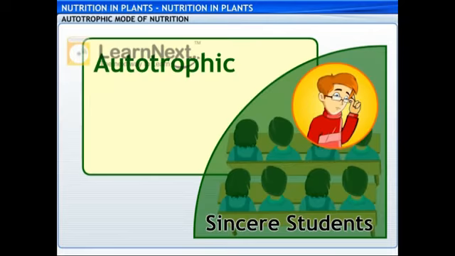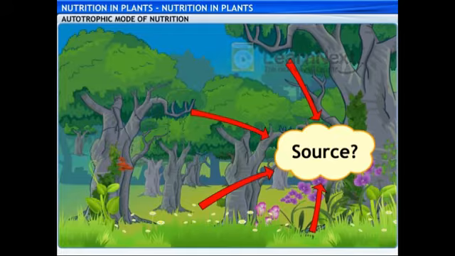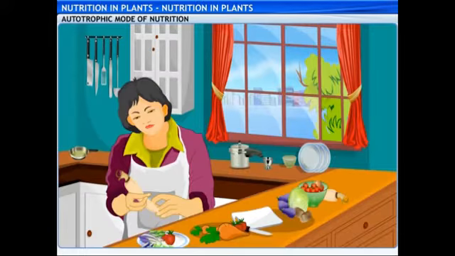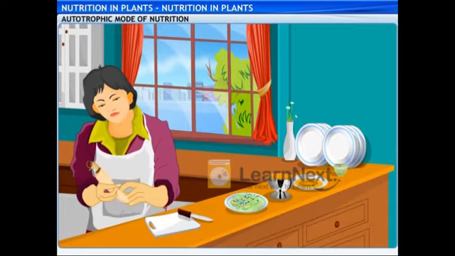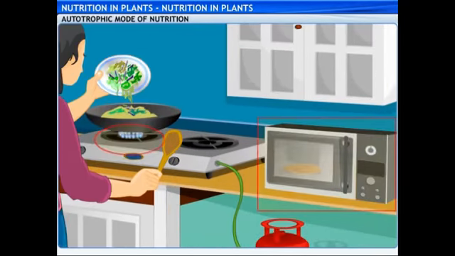The first mode we refer to consisted of autotrophs, or plants that prepare their own food. Most green plants fall under this group. To understand how they produce their own food, let's peek inside the kitchen. Observe how your mom prepares a dish. She collects all the ingredients and mixes them together one after the other. See how she uses either a gas burner or microwave as a source of energy.